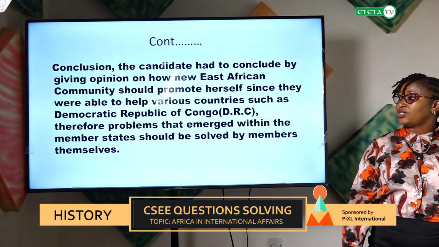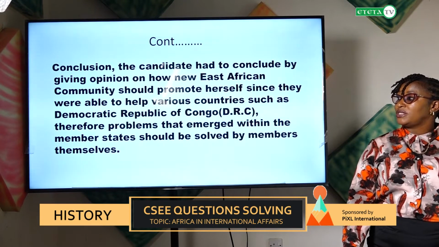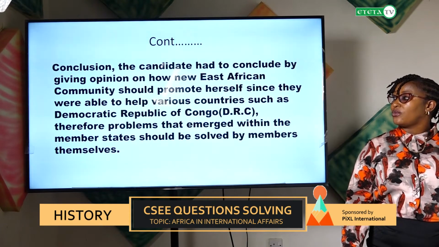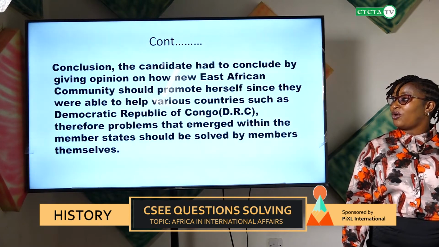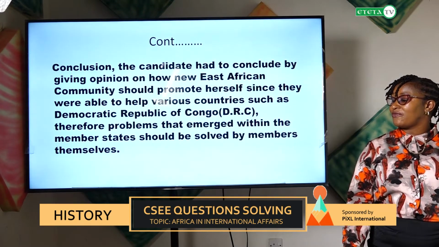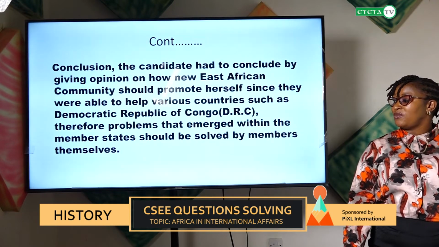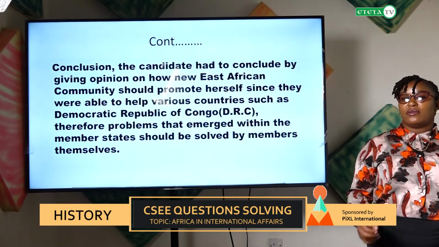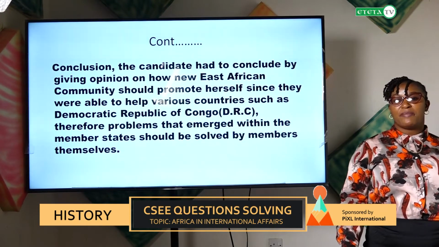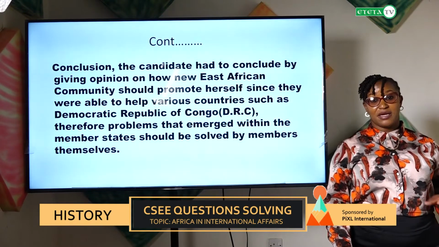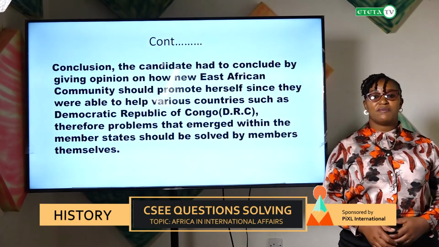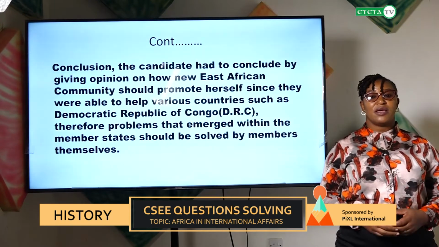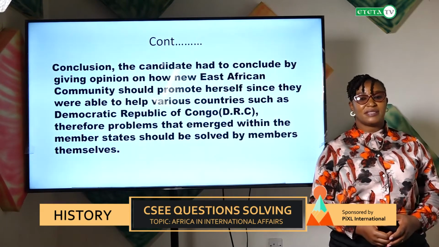The last part is the conclusion, whereby the candidate had to conclude by giving opinions on how the new East African community should promote itself, since they were able to help various countries such as the Democratic Republic of Congo, DRC. Therefore, problems that emerged within the member states should be solved by members themselves. Some of the member states are able to solve the problems occurring in different countries outside the community, but they are not in a position to solve the problems occurring within their member states.